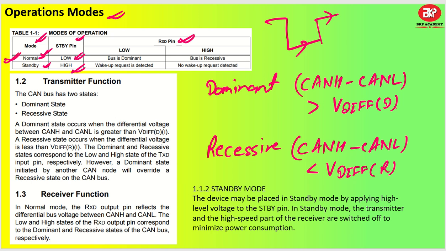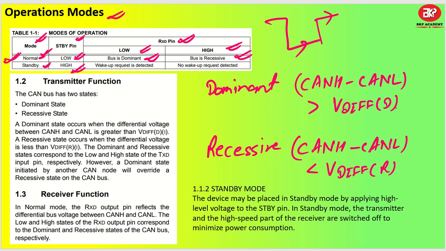So if it is working in normal mode, in that case, what will happen? If it is low, the bus is dominant. If it is high, the bus is recessive. So dominant mode and recessive mode, as I have already told about the CAN transceiver protocols. So dominant mode is low and recessive mode will be high.